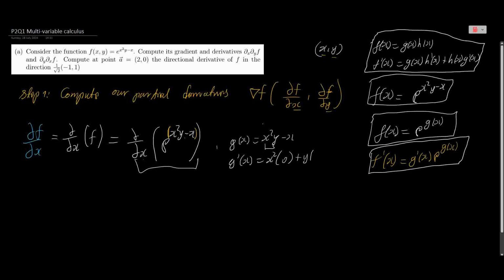Plus y. We consider now y as a constant. Remember, we're applying the product rule here. Now we consider y constant. We're applying the product rule basically here, right? So we consider y constant. We differentiate x squared.